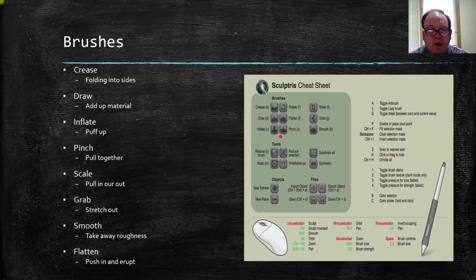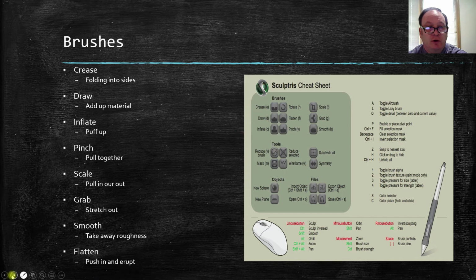Flatten is where you're pushing things, kind of pushing them down and erupting out. It's really hard to explain, but you'll see it when I do the little demo for you. Smooth kind of just smooths things out, takes away the roughness of those. The grab allows you to stretch things out. Scale is a kind of a pull in or out. So those are the brushes.